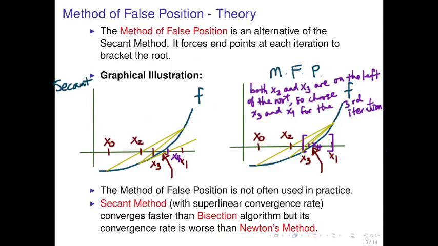A couple of remarks about the method of false position: it is actually not used often in practice, because it is an extra condition to check, and you really don't gain a lot in terms of speed. That is why it's seldom used. The secant method, which has a superlinear convergence rate, converges faster than the bisection method, but its convergence rate is worse than Newton's method. For that reason, Newton's method is typically the priority, and if the derivative evaluation becomes an issue, the secant method gets to be used.